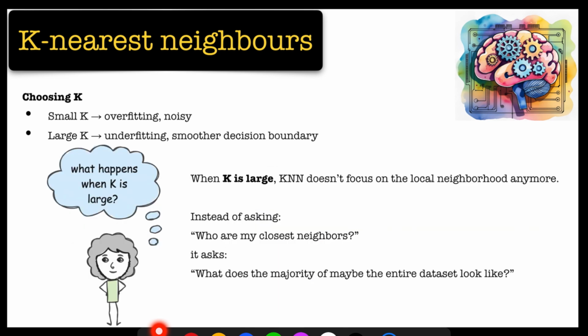So what happens when k is large? KNN doesn't focus on the local neighborhood anymore. Instead of asking who my closest neighbors are, it asks what the majority of maybe the entire data set looks like.